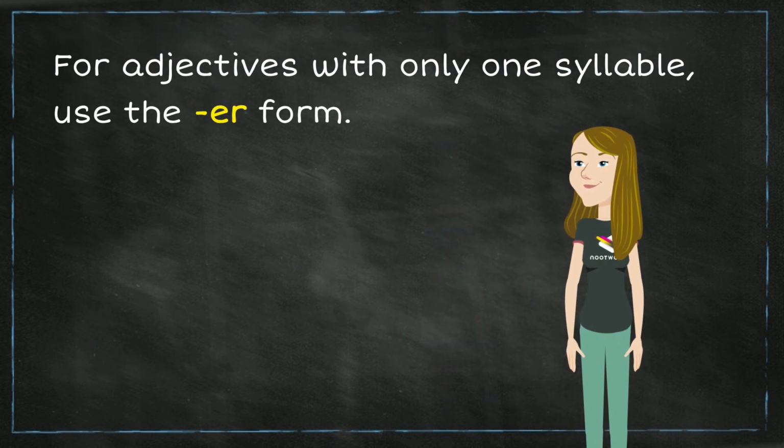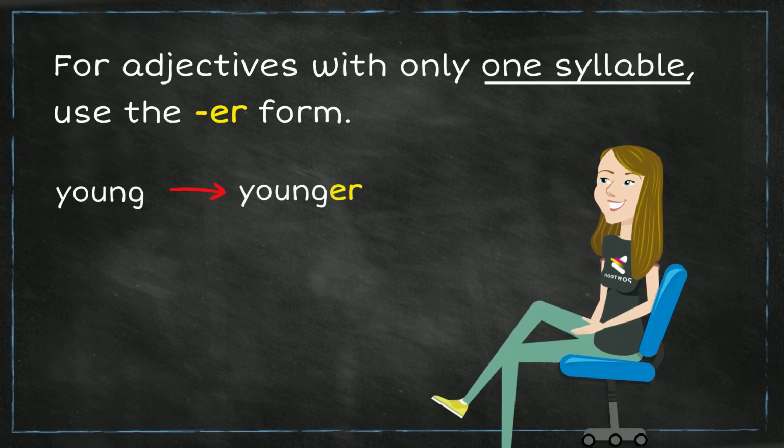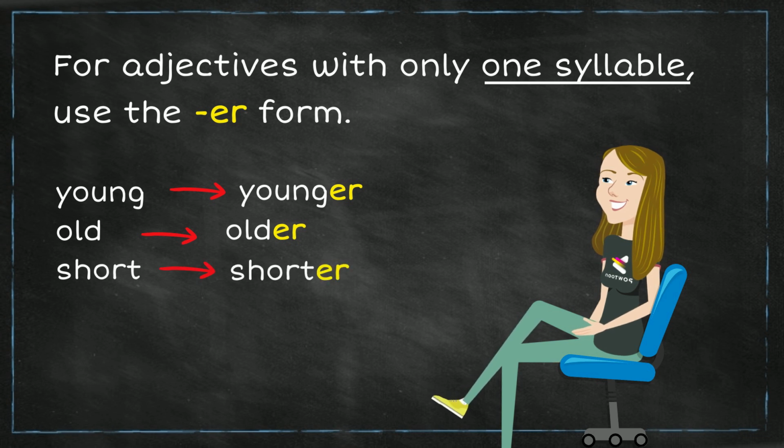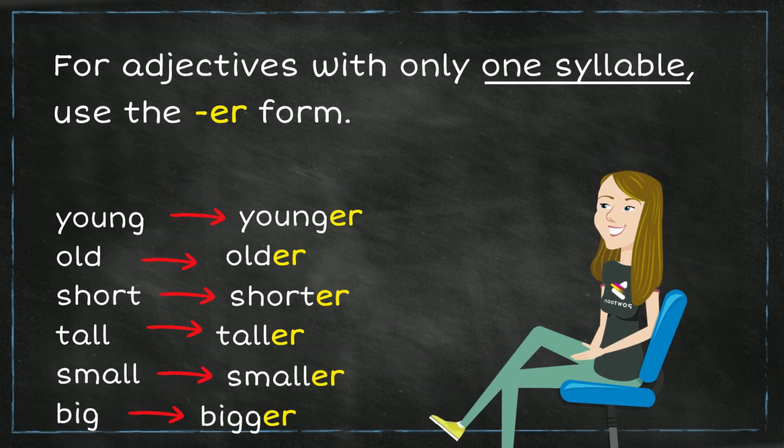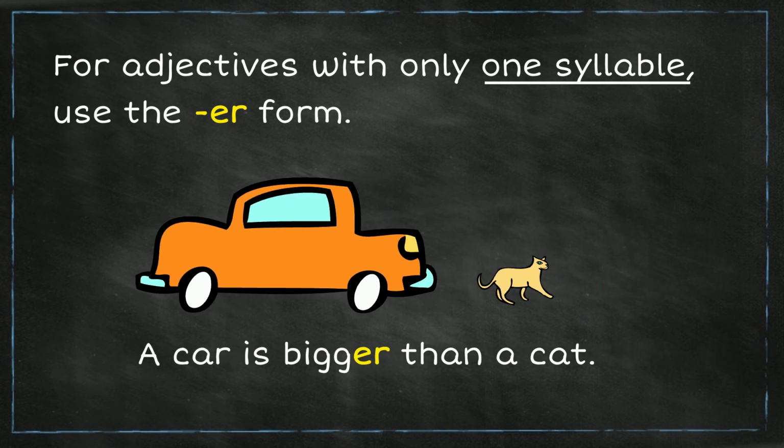For adjectives with only one syllable, use the -er form. For example, young, younger, old, older, short, shorter, tall, taller, small, smaller, big, bigger. A car is bigger than a cat.